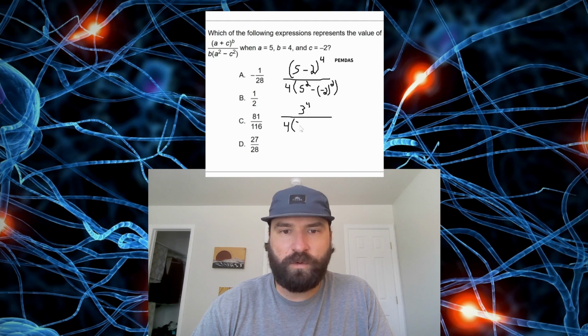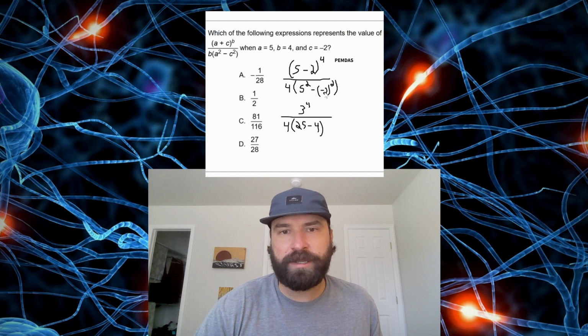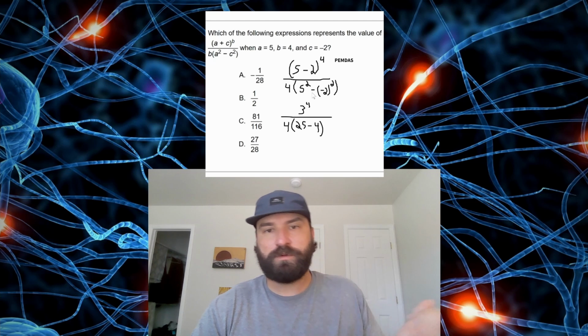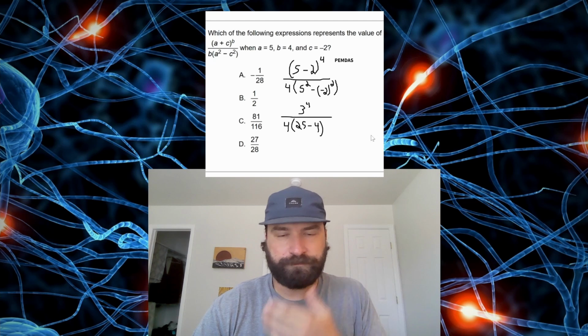5 squared is 25. Negative 2 squared is negative 2 times negative 2. So we actually end up with a positive 4, and then it's minus positive 4. So this is tricky because there's a lot of negatives involved there. But the key is that we're squaring a negative 2, and when you square a negative number, it always becomes a positive number, but then we are subtracting that, so we apply the negative afterwards.